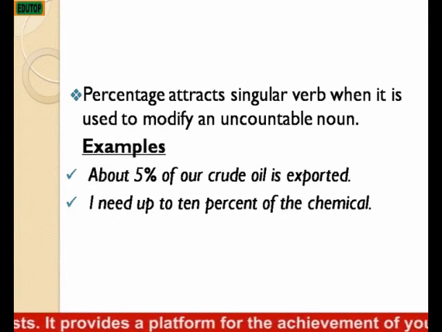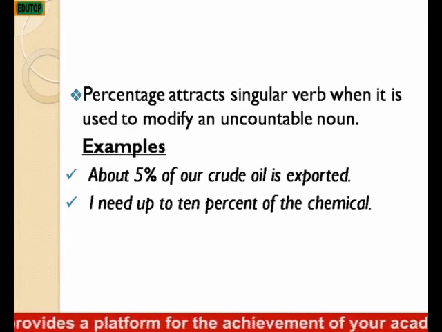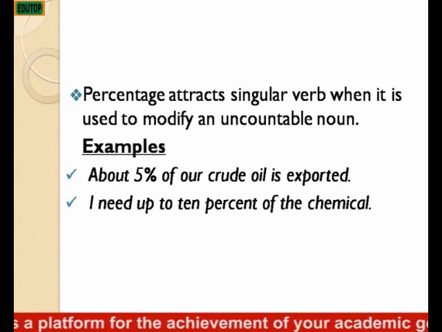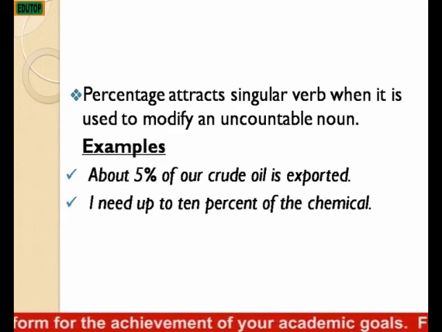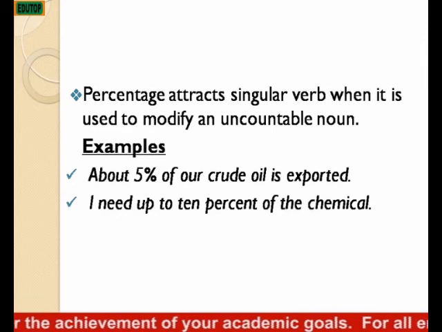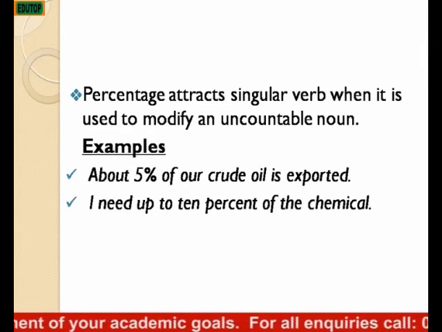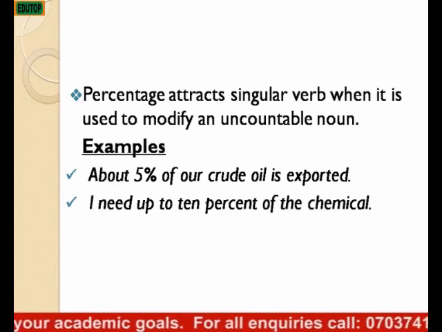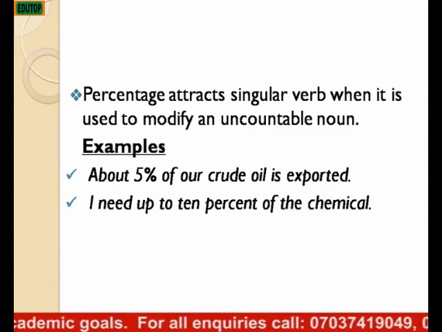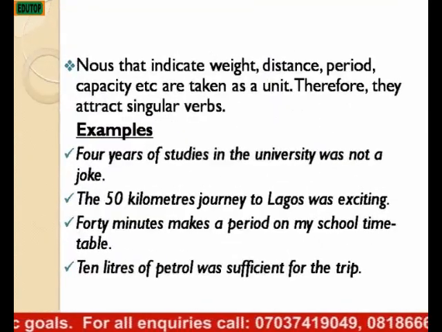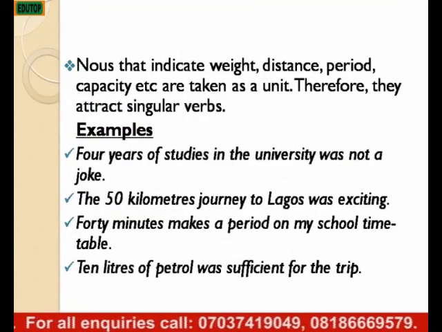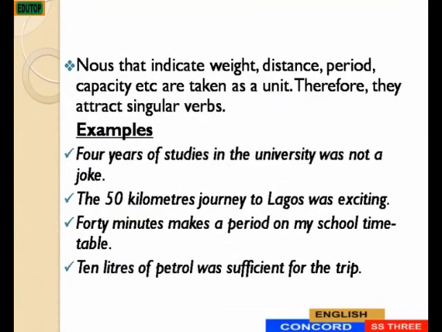Examples: about 5% of our crude oil is exported. Crude oil in this context is an uncountable noun, so we make use of a singular verb. I need up to 10% of the chemical. The chemical too is an uncountable noun, so it attracts a singular verb. Nouns that indicate weight, distance, period, capacity, etc. are taken as a unit. Therefore, they attract singular verbs.